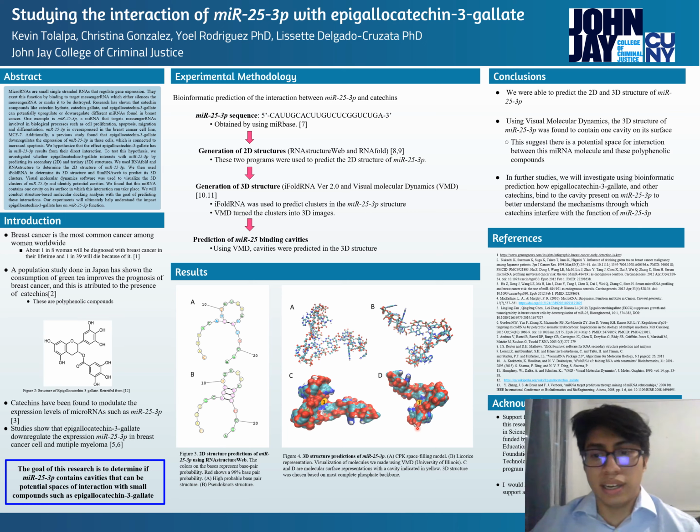These results suggest that in the structure of MIR25-3P, there is a potential location where epigallocatechin 3 gallate could bind and in this way interfere with the expression. In further studies, we will use a bioinformatic prediction approach to understand how epigallocatechin 3 gallate and other catechins might bind to the predicted cavity on MIR25-3P.